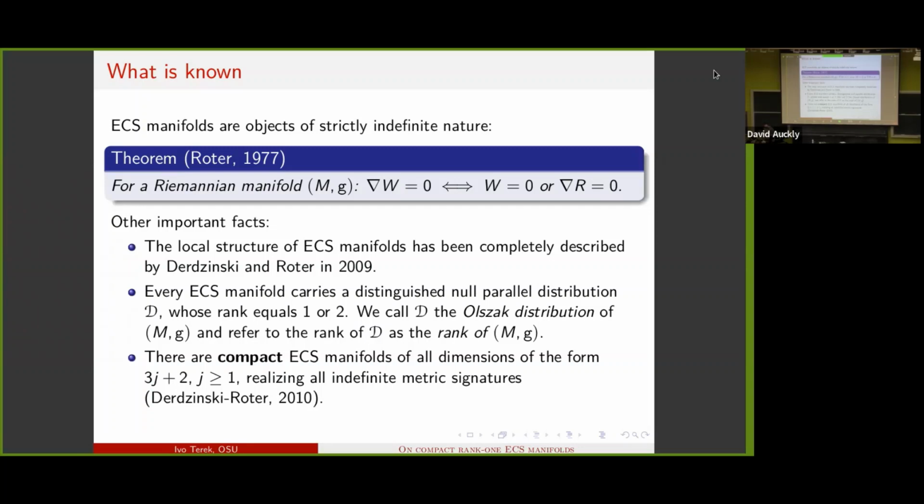since the local structure is known, the next step is to look at global structure. And one of the first things you ask yourself is whether your manifold is compact or not. And it turns out that we do have compact ECS examples of all dimensions. I'm sorry, not all dimensions, just the ones in this form as of 2010, okay? And now those dimensions here are a bit strange, but I will elaborate a little bit more on this, okay?